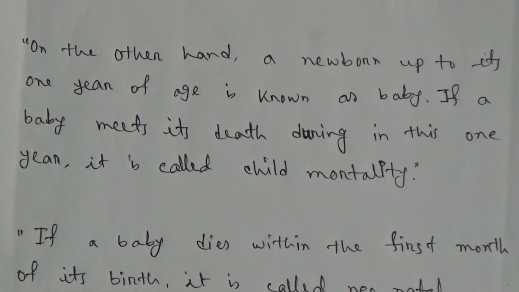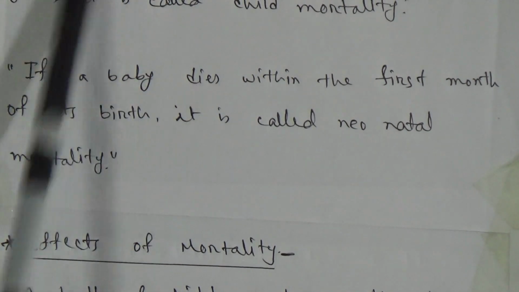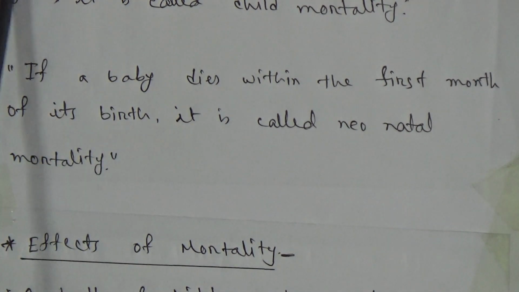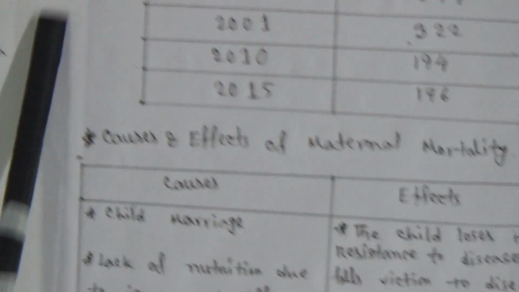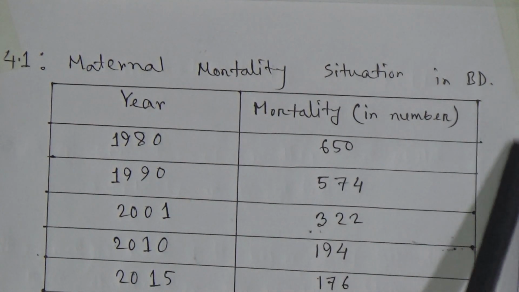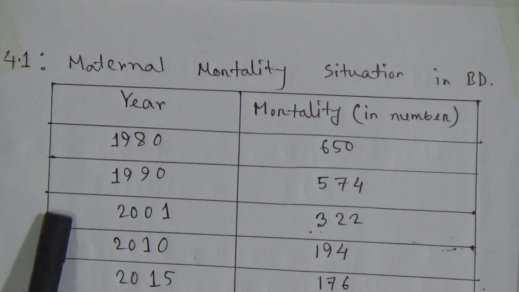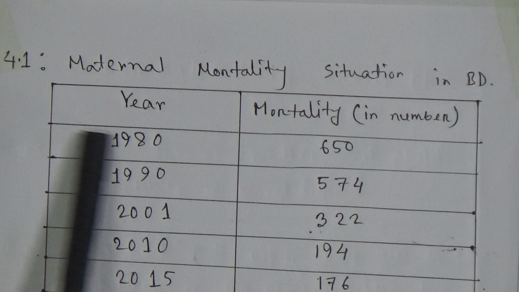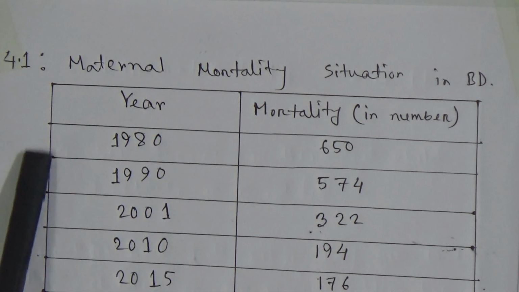So dear students, if you get any question related to the definition of mortality of mothers, mortality of children and neonatal mortality, then you can use these definitions to make the answer. Now we will go to section 4.1, where we will get the maternal mortality situation in Bangladesh, and we have drawn a structure here by which we will see the scenery of maternal mortality based on the years.